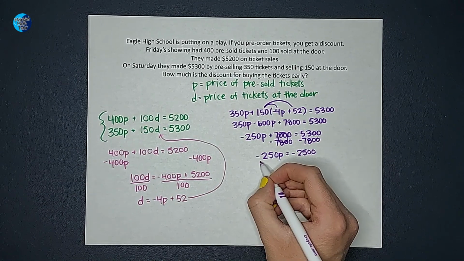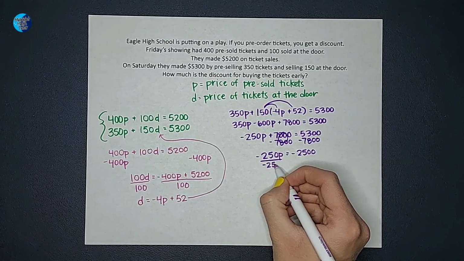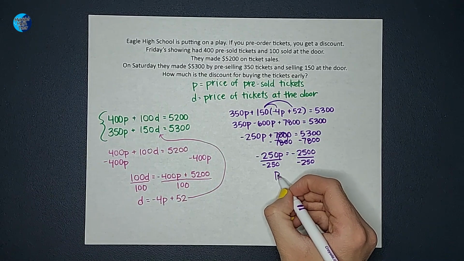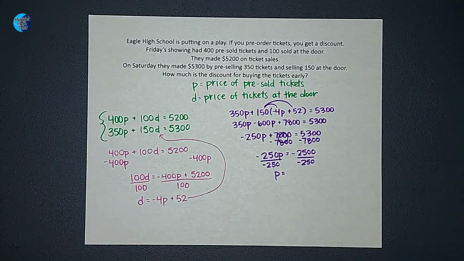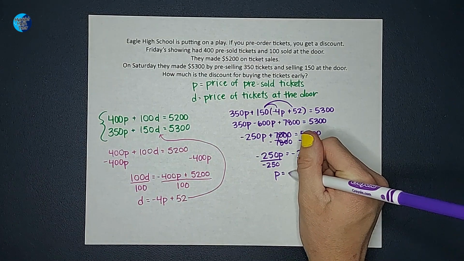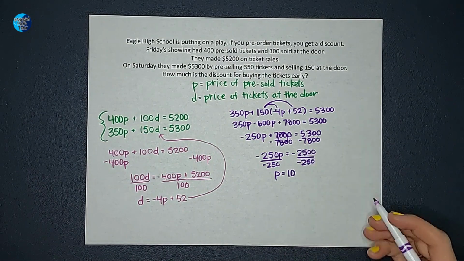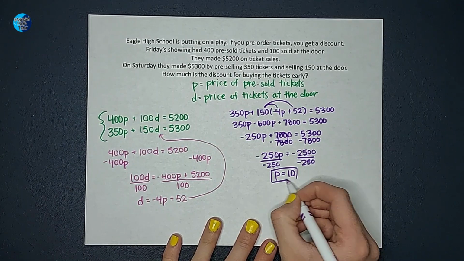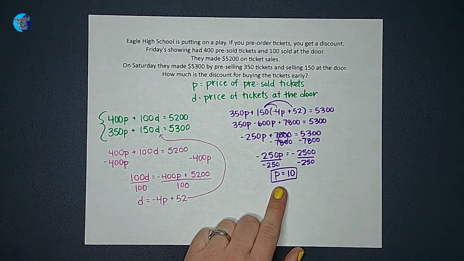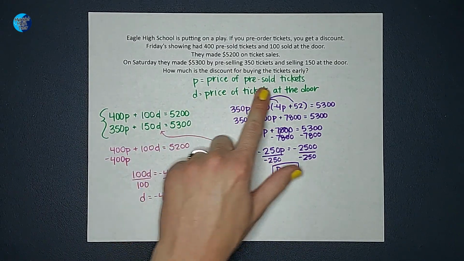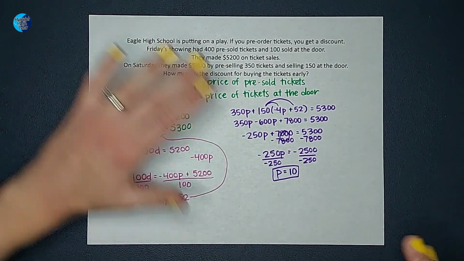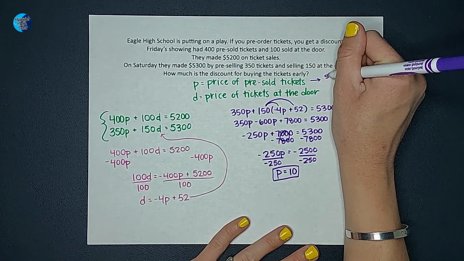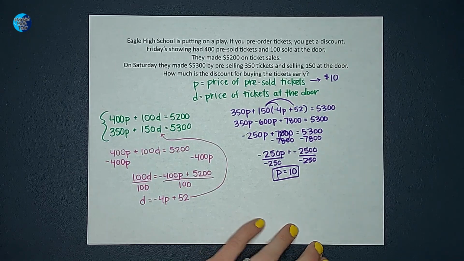Now, these are being multiplied, so I'm going to divide by negative 250 on both sides. And I end up with P equals, when I divide those, a positive 10. Yes, after all that work, P was 10. Now let's remember, what is P in the context of my problem? Well, P is the price of the pre-sold tickets. Oh, okay. So the pre-sold tickets were $10.